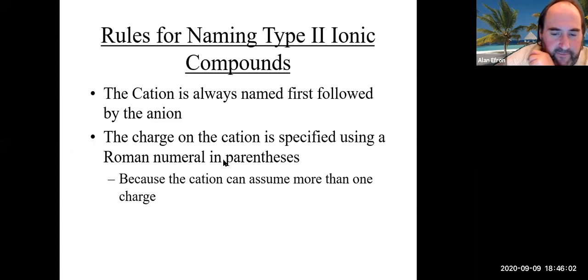So as I mentioned before, the only real difference between type 1 and type 2 is that in type 2, our metal is a transition metal, which has a variety of charges it could have. So: whole name of the metal, Roman numeral to indicate the charge on the metal, not how many, and IDE on the last guy, just like in type 1.